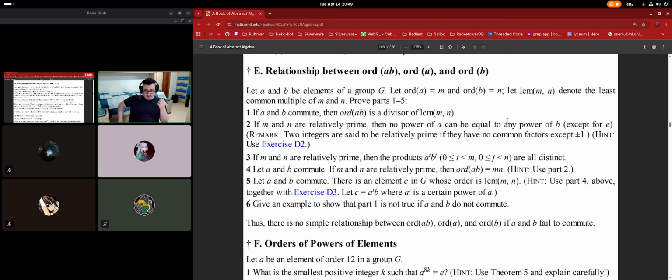Okay, so the first question that I have is, what does it mean to say the order of AB? So we are getting the literal product of AB, and then trying to get the order of that in the group? Is that what we're doing? Yeah, that's exactly what we're doing. Okay, so why does it happen that when you commute, you can just say it is the... Actually, the opposite question is more interesting to me. Why, if they don't commute, is there no divisor of the LCM?